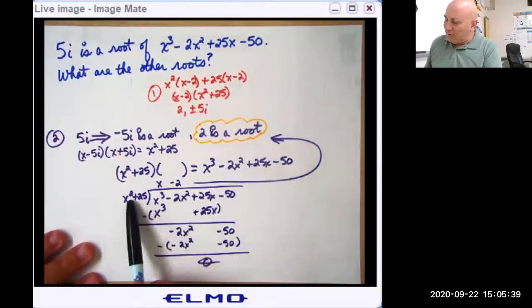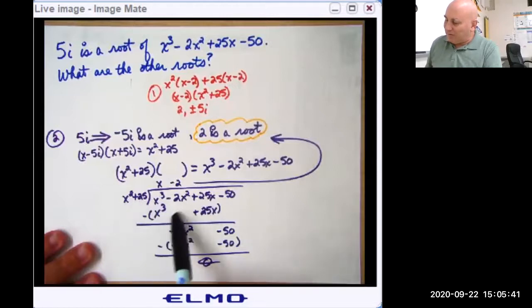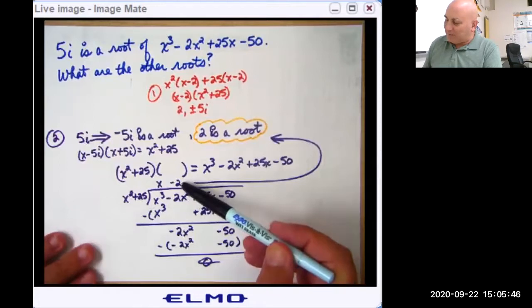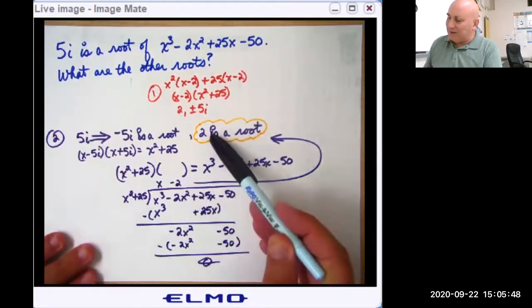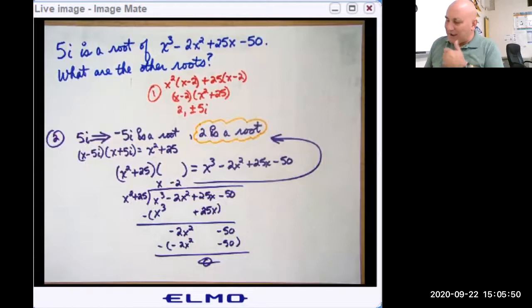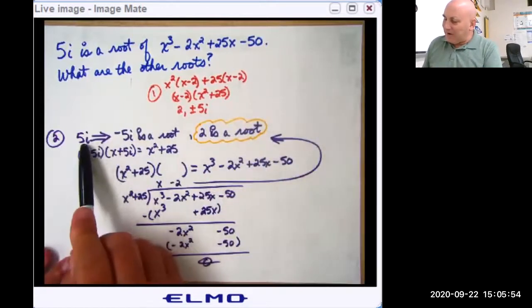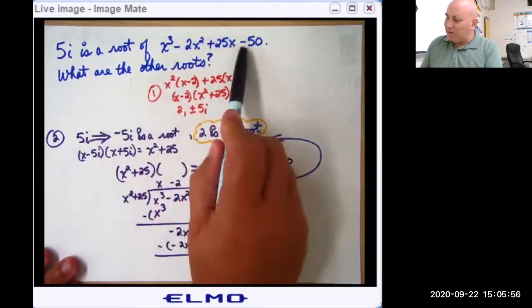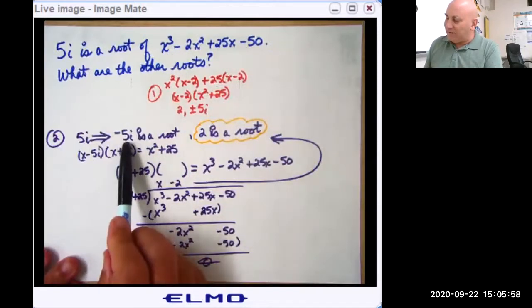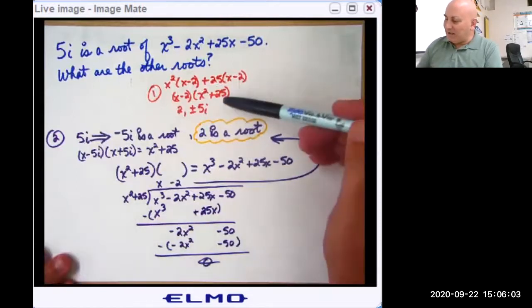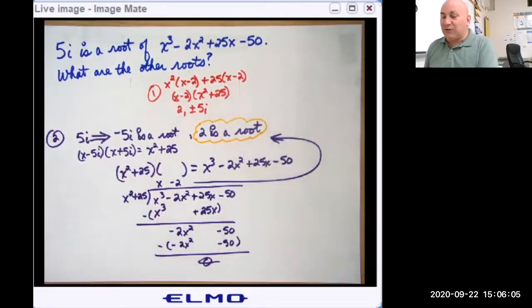I do my polynomial long division, and I get a 0 remainder. So the answer up here is x minus 2. So 2 must be another root. So my answer is, if I'm told that 5i is a root of this, what are the other 2 roots? They are negative 5i and 2. I got that doing that 2 different ways. Here's a third way.